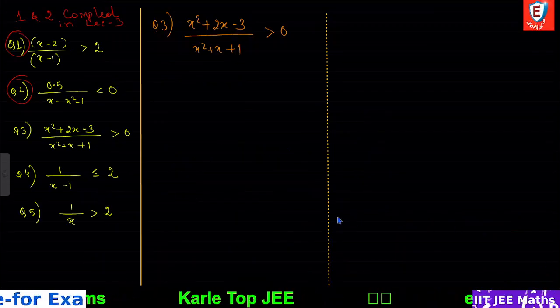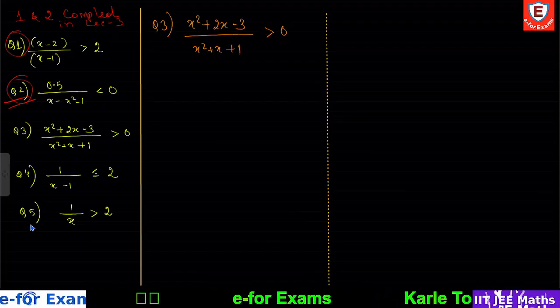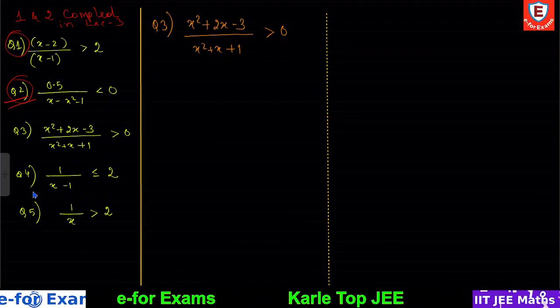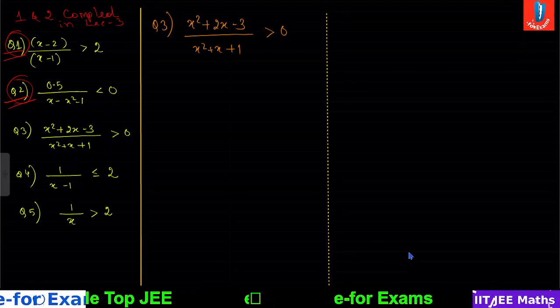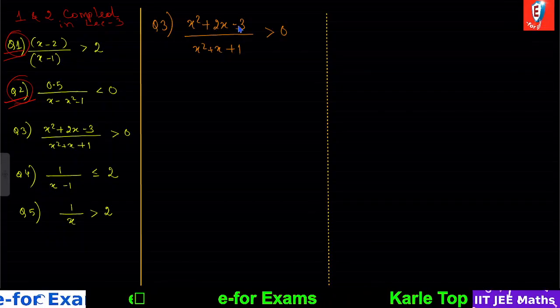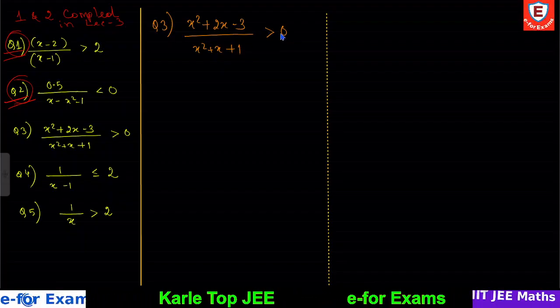And yesterday, I think we have solved up to 2, right? Among these 5 questions, we have solved 1 and 2. Today, let's start with number 3. What is the question here? X squared plus 2x minus 3 upon x squared plus x plus 1 greater than 0.